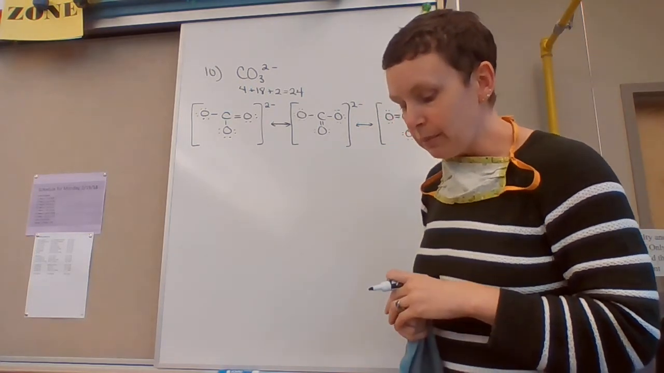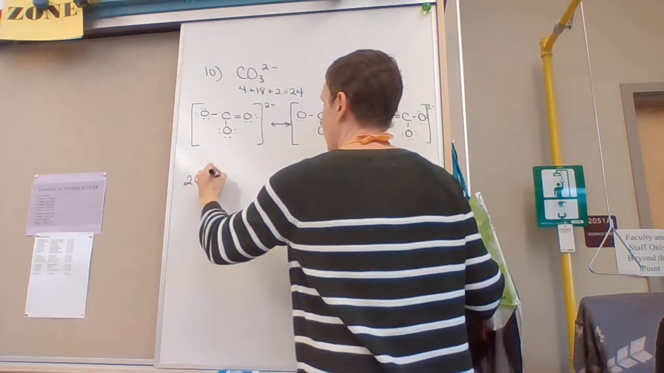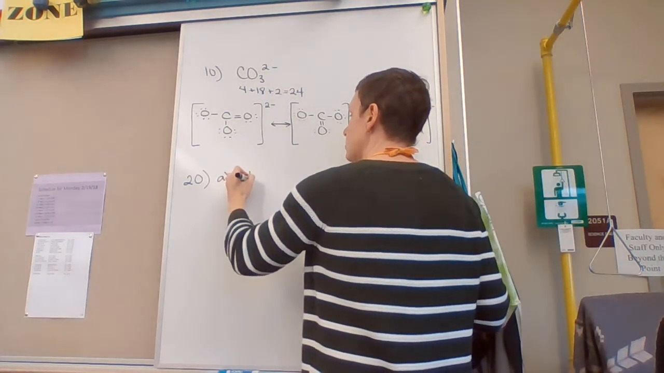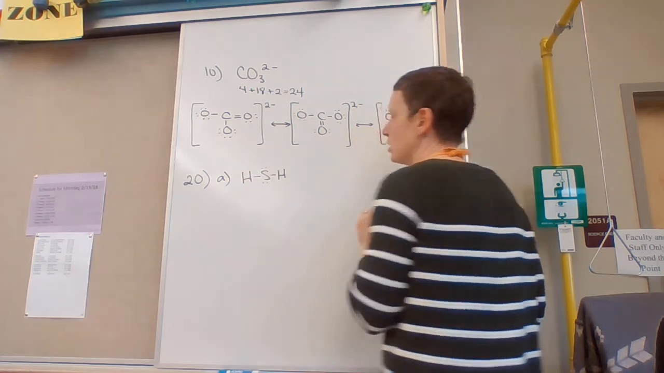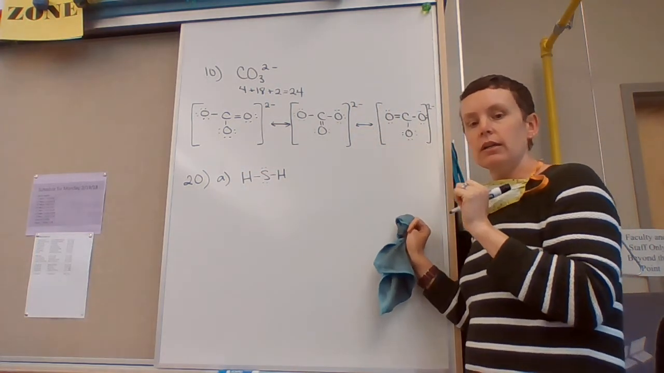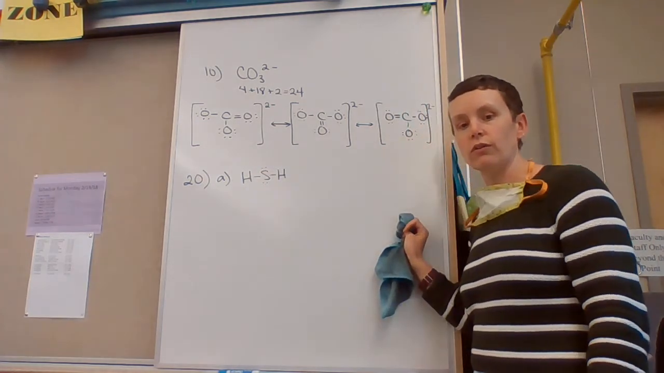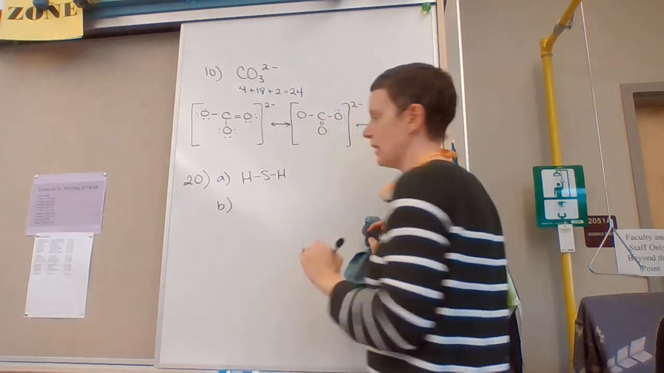All right, last one, number 20. Number 20, easier than carbonate. Part A was H2S, okay? Sulfur is the neediest. So this can be your H2S. You have sulfur in the middle, single bond with hydrogen, 2 lone pairs on your sulfur, and then you're done. That one adds up correctly. 8 is how many you should have.